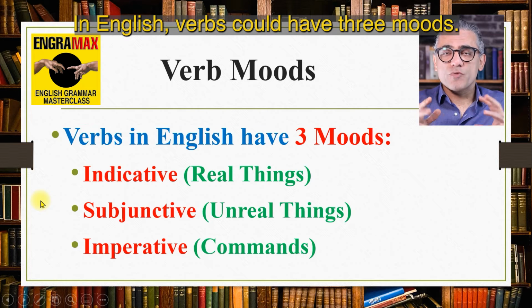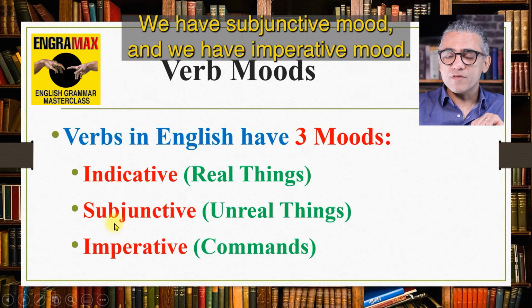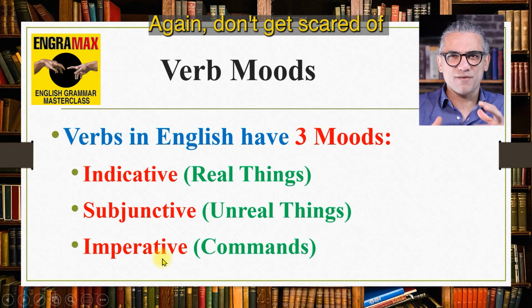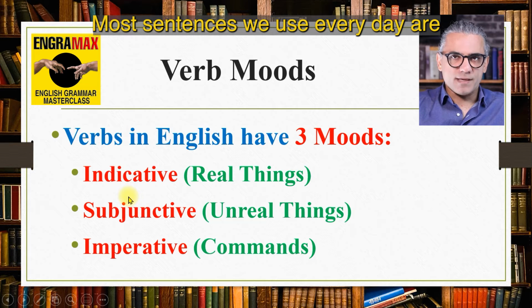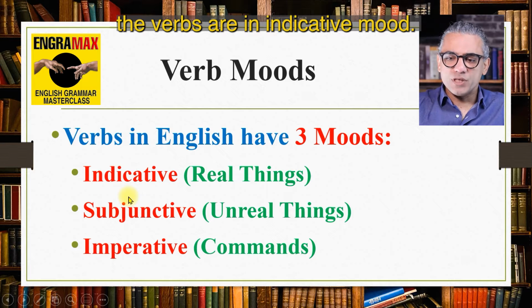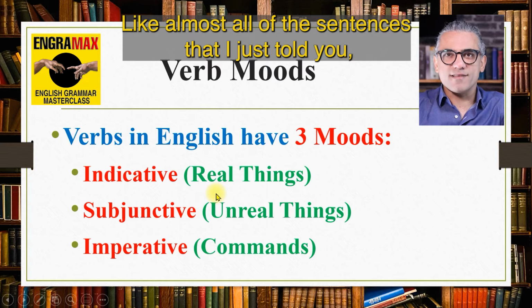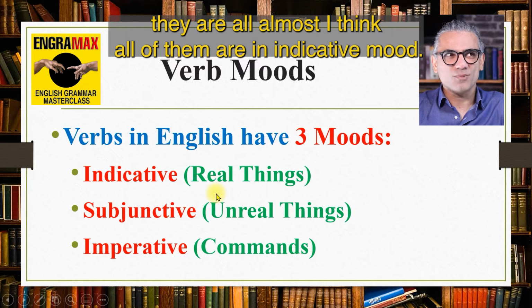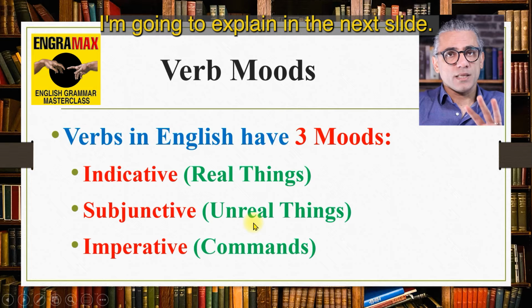In English, verbs could have three moods. We have indicative mood, we have subjunctive mood, and we have imperative mood. Again, don't get scared of what they look like. It is pretty simple. Most sentences we use every day, the verbs are in indicative mood. Indicative mood means you're talking about a real thing. Almost all the sentences that I just told you are in indicative mood. But when we are talking about unreal things, I'm going to explain in the next slide.